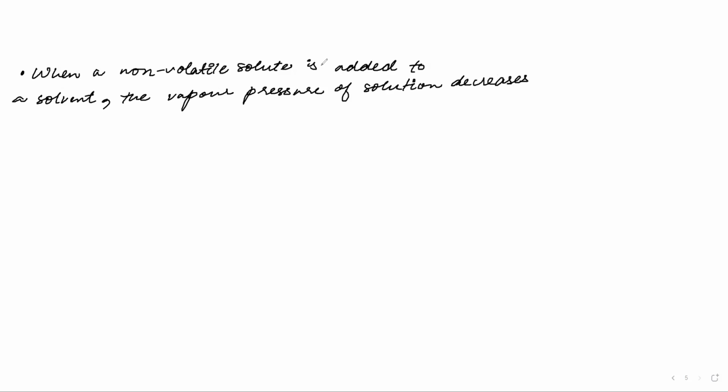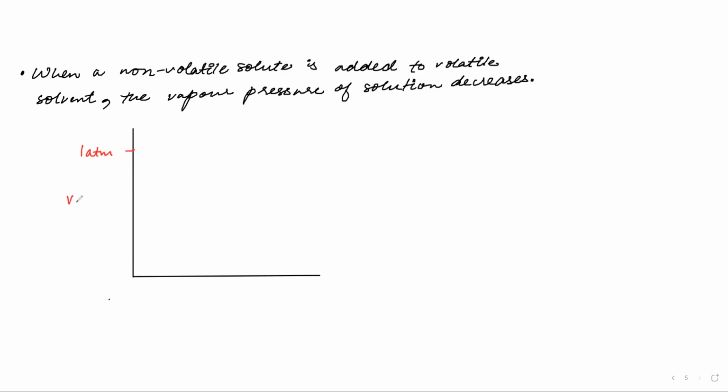Let me write volatile solvent. That means it is a liquid solvent. When a non-volatile solute is added to a volatile solvent, the vapor pressure of the solution decreases. Now, what is the consequence of this, and how does the boiling point change if we have a decreased vapor pressure? Let us look at this graph. This point here I'm going to mark as 1 atm.